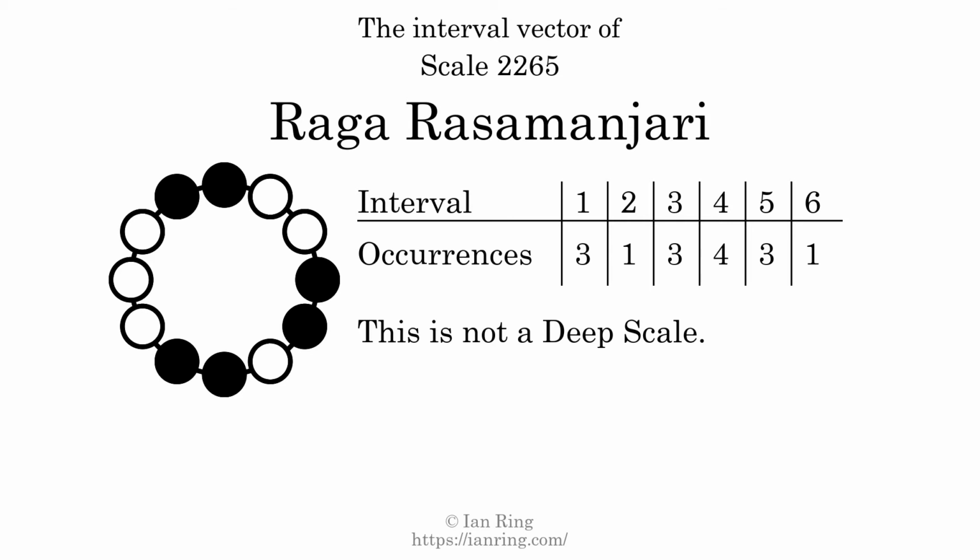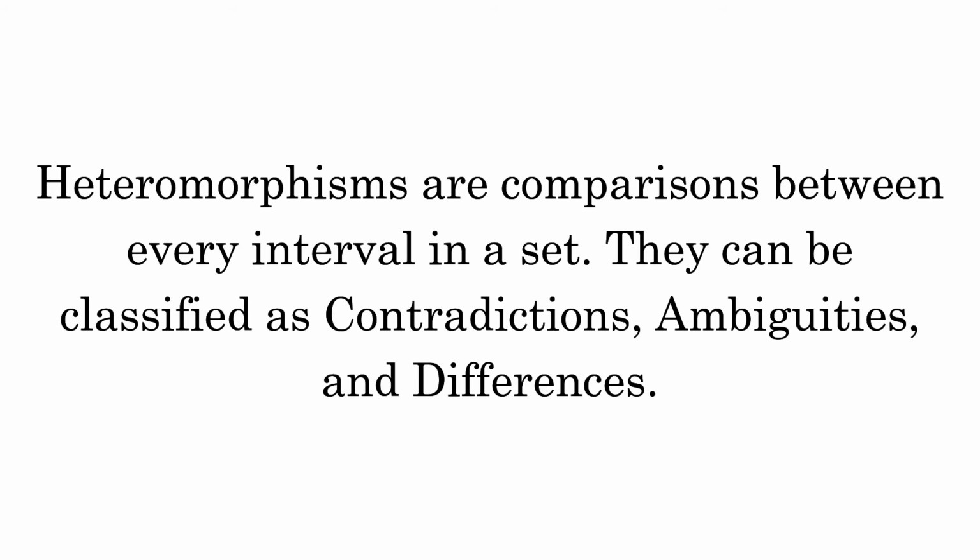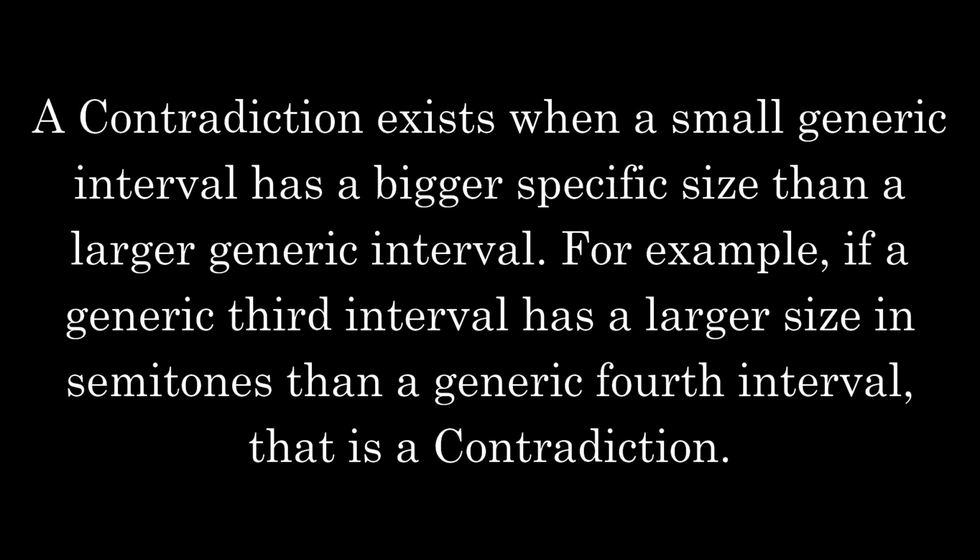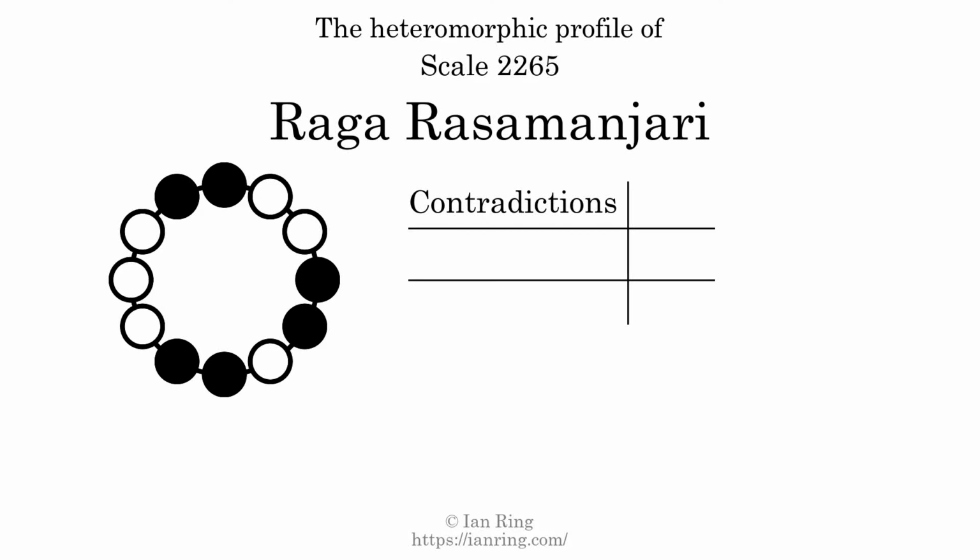a deep scale. Heteromorphisms are comparisons between every interval in a set. They can be classified as contradictions, ambiguities, and differences. A contradiction exists when a small generic interval has a bigger specific size than a larger generic interval. For example, if a generic third interval has a larger size in semitones than a generic fourth interval, that is a contradiction. The number of contradictions in this scale is 8.